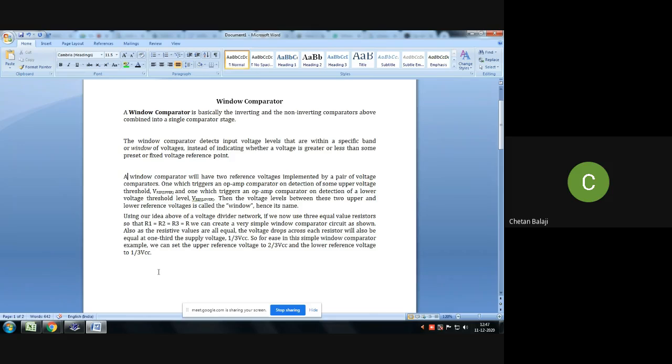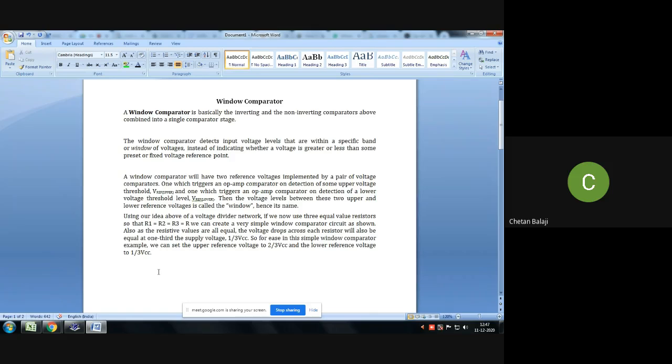Inverting and non-inverting comparators give outputs in the form of high or low, depending upon the type of input signals. But since the window comparator is a mixture of both inverting and non-inverting, the output detects the input voltage level, whether the input voltage is in between this range or not. I'll give the explanation briefly.